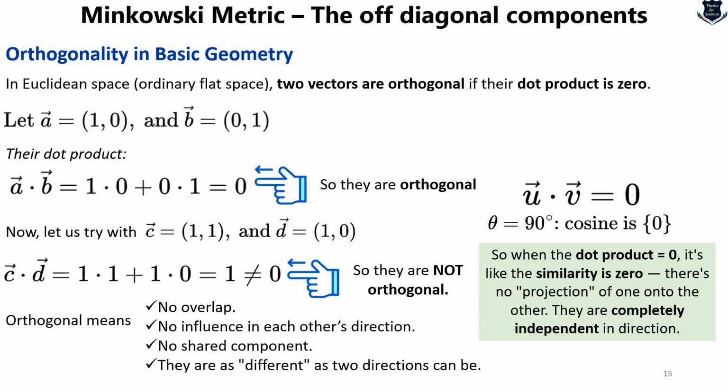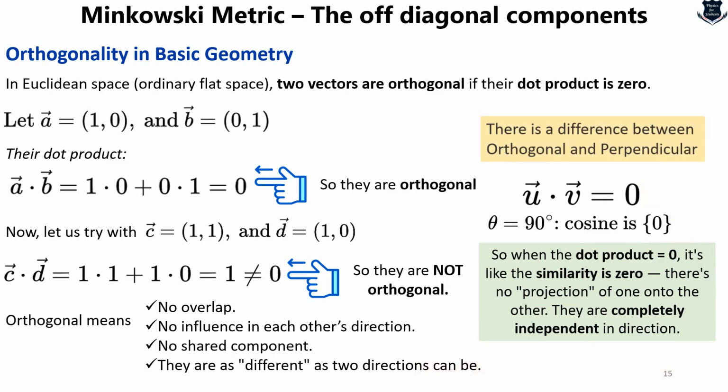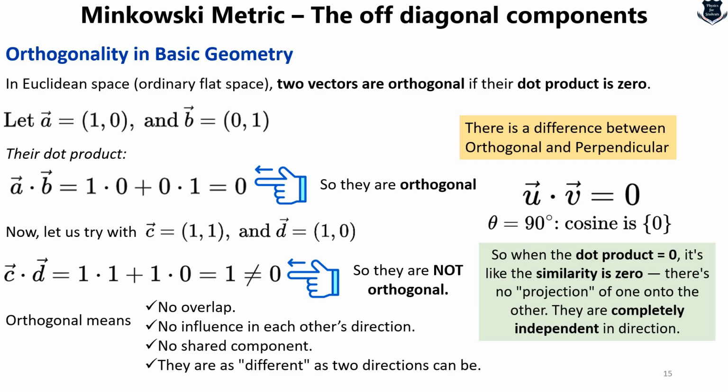Here I would like to ask the viewers, if you really know, there is a subtle difference between what is called orthogonality and perpendicularity, or I would say what is orthogonal and what is perpendicular. They are not the same, but we use those terms interchangeably. What is orthogonal and what is perpendicular? If you really know, you can let me know in the comment box.